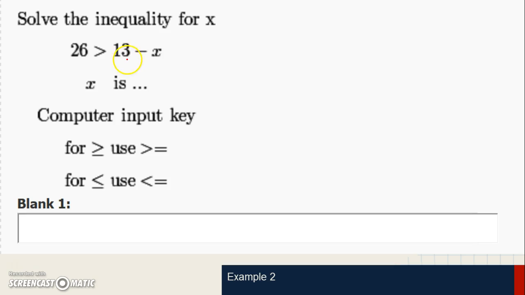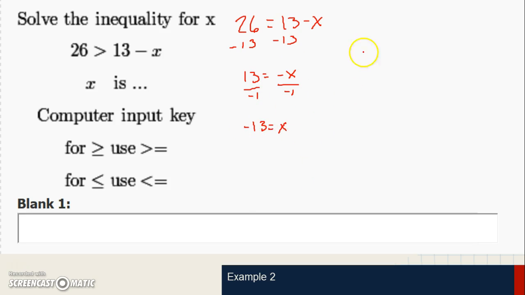26 is greater than 13 minus x. So if this was an equation, it would be 26 equals 13 minus x. We would say, what's happening to x? Well, it's being added to 13, and it's being multiplied by -1. So we'll subtract 13 and get 13 equals -x, and then we'll divide by -1. And we have -13 equals x. That's how it would look if it was an equation. It's not an equation. Let's do it as an inequality.